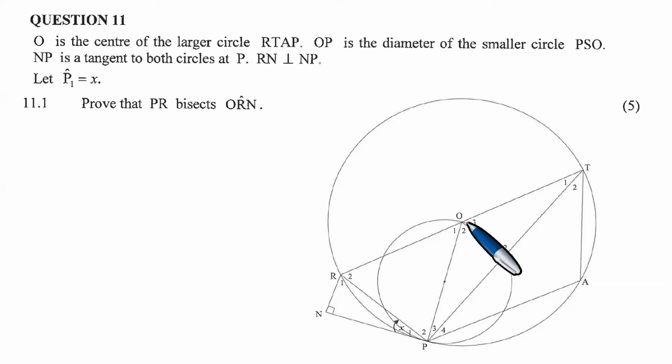Here is O. Here is R. And here is N. We need to prove that PR bisects ORN. Here is PR. O is here, R is this one, and N is that. Okay, now let us look at this very carefully and try to analyze this question with ease.